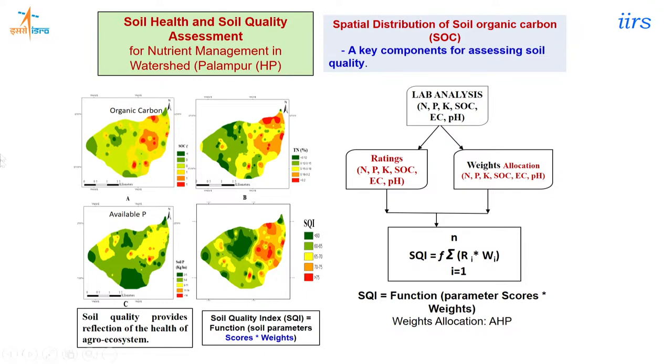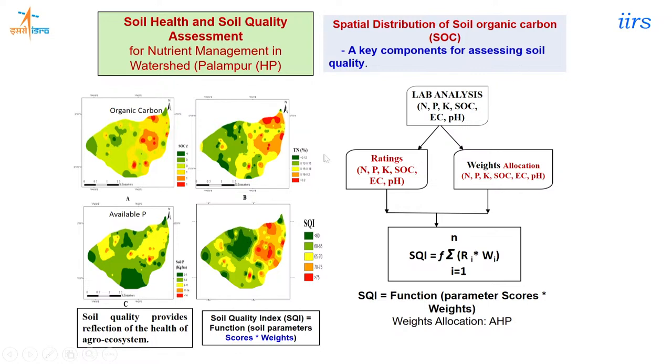Here I am showing you soil health and soil quality assessment in one watershed. Maps were prepared by taking soil samples at regular grid intervals, using the statistical method kriging, for organic carbon, phosphorus, and total nitrogen. Then we generated the soil quality index map, which shows that the red colors have high soil quality index, so here your crop performance will be very high, and this is the lowest soil quality index.